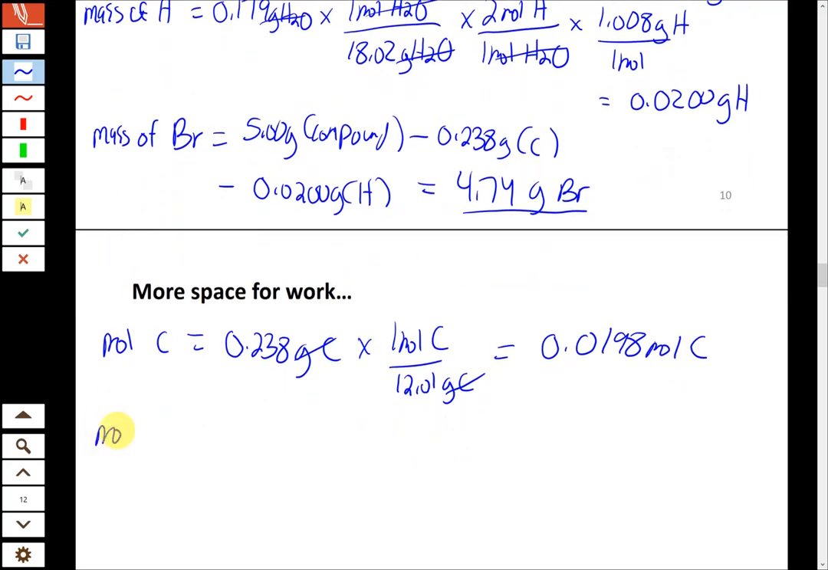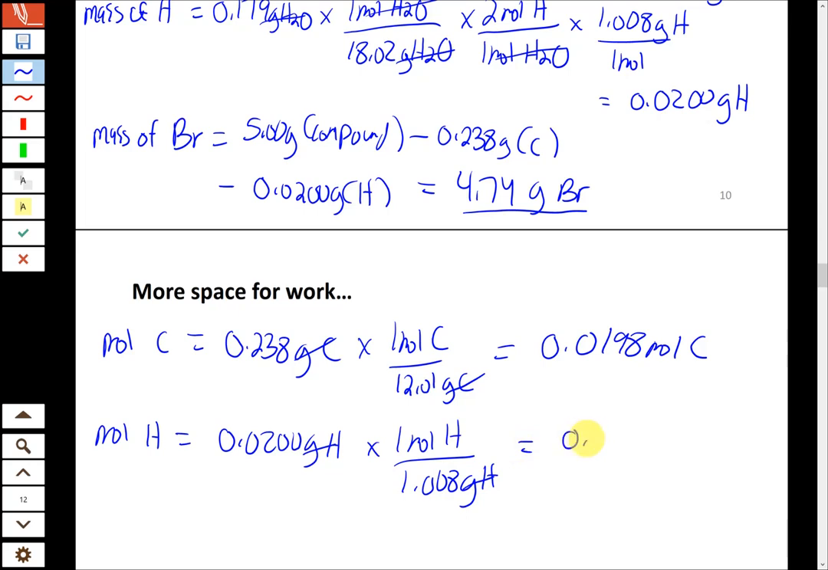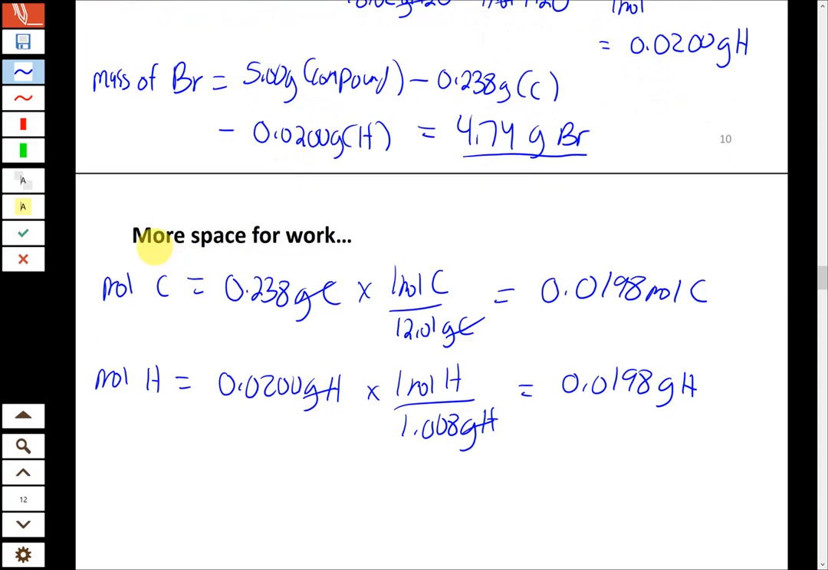For hydrogen, we had 0.0200 grams. This one we probably don't need to do the calculation in great detail because the atomic mass of hydrogen is basically 1. So moles and mass are essentially the same for hydrogen. So it's going to be 0.0198 again, but we could have just said it's 0.02, that's close enough. And then finally for the other element, which is bromine in this case, we found by difference that there was 4.74 grams of that element. And we're going to use the atomic mass of bromine, which is 79.9.